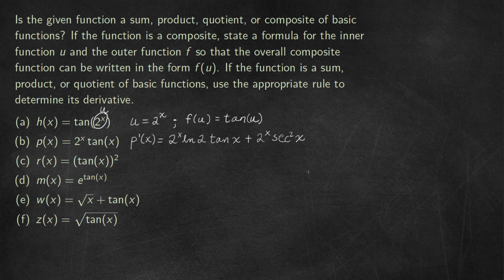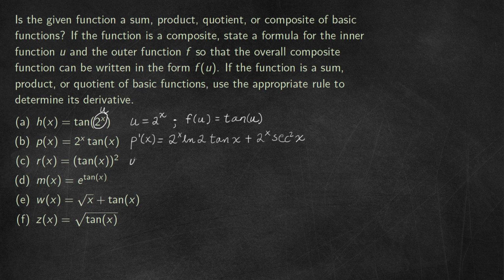Part C, r of x equals tan x squared. This is a composite function. It's something else squared. It's not just plain old x squared. It's something else that's being squared. So that something else is my inner function. Tan x is my inner function here.